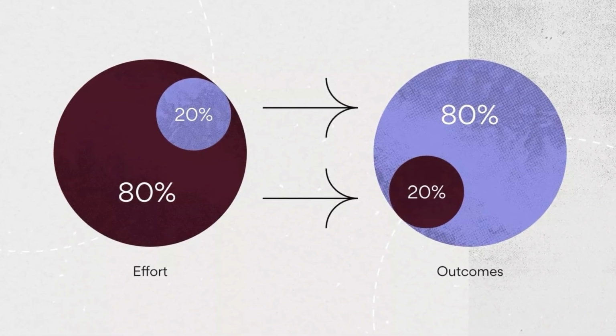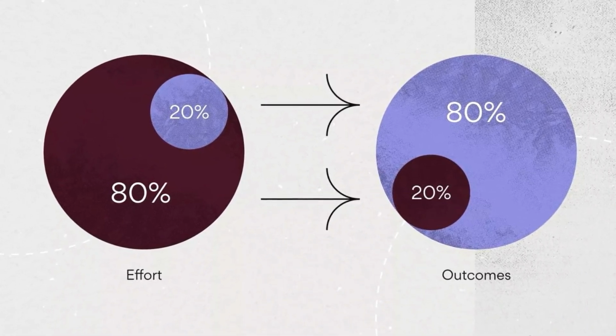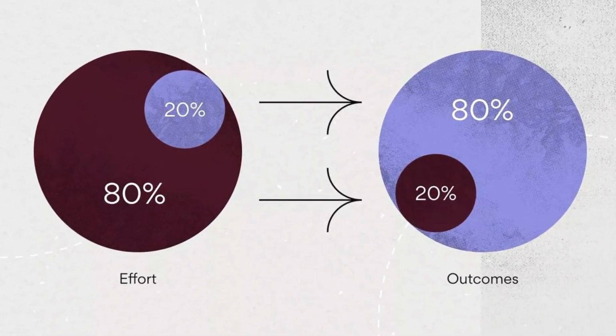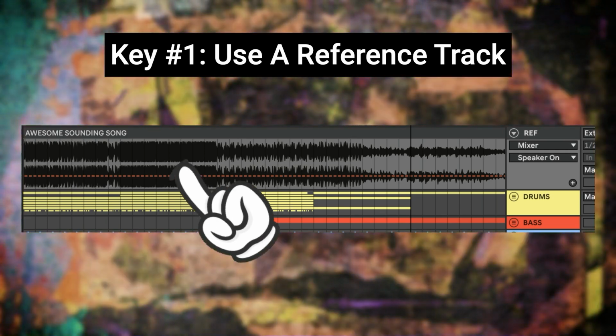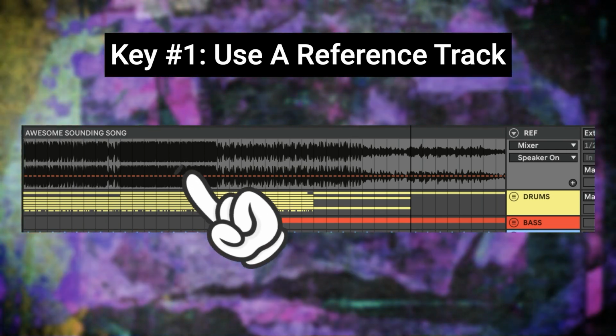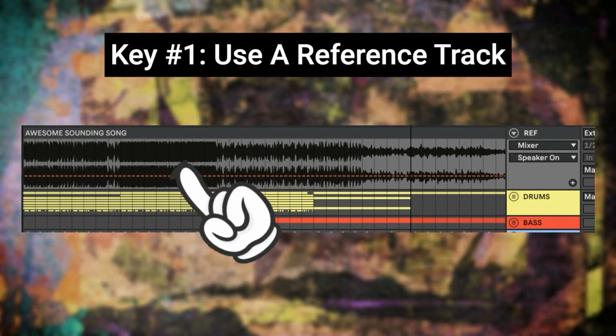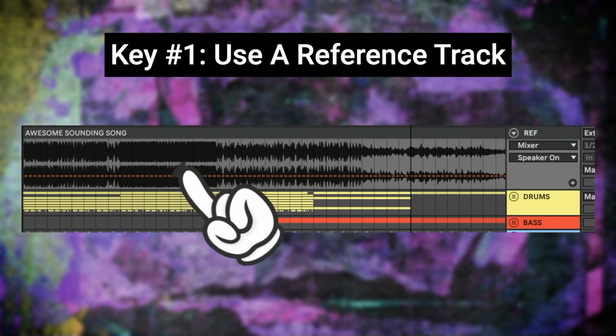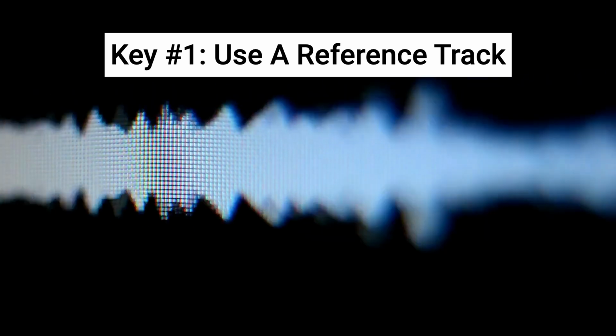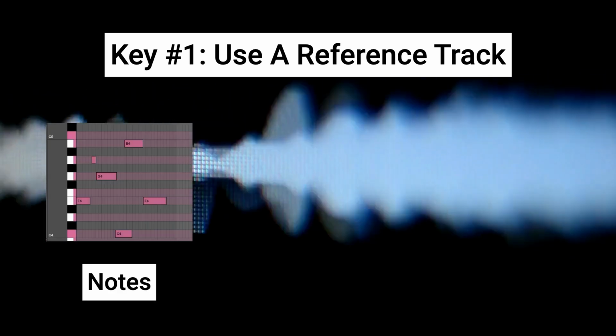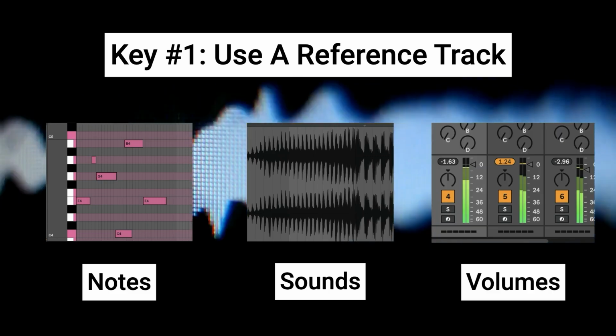And if you've been paying attention to this super long video, then you've probably figured out what the 80-20 rule is when it comes to building out your songs. The goal here is to get 80% of the result with only 20% of the time, energy, and effort. And because the first key to the 80-20 rule here is to use a reference track, we're making sure that we're very easily hitting 80% of a high-quality, professionally made song. In particular, we use that reference track to make sure that we're picking the right notes, sounds, and volumes as we're building out our song.